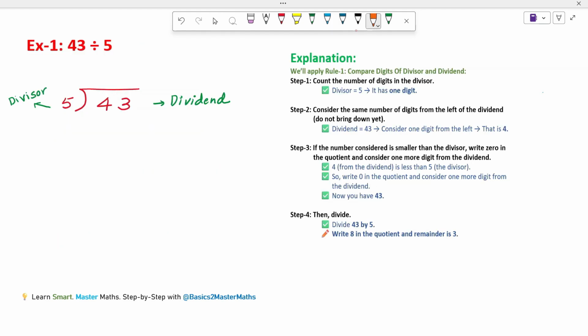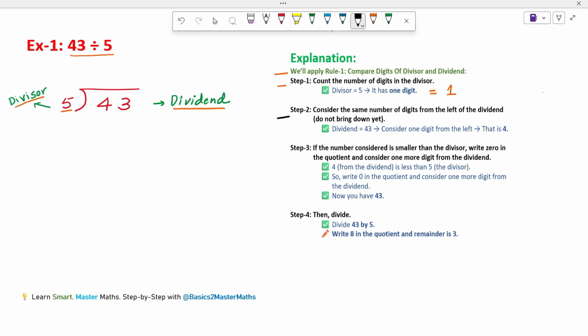Let us understand the first rule of division with an example. Here 43 is the dividend and 5 is the divisor. Step 1. Count the number of digits in the divisor. Here 5 is the divisor and it has only one digit.